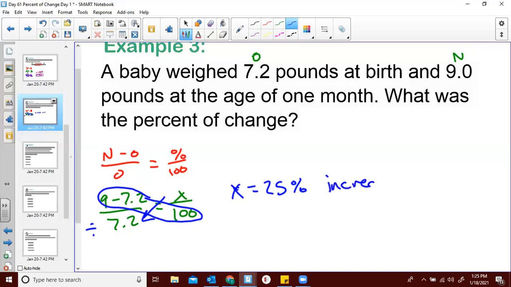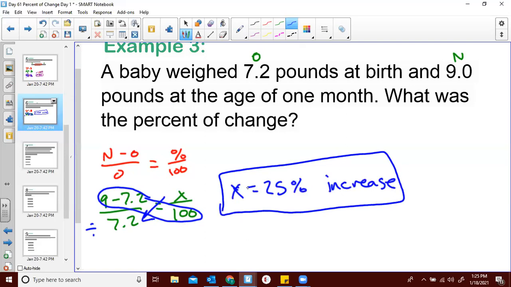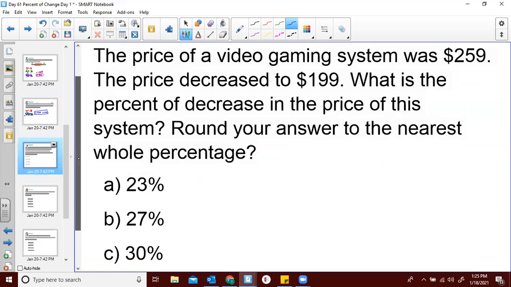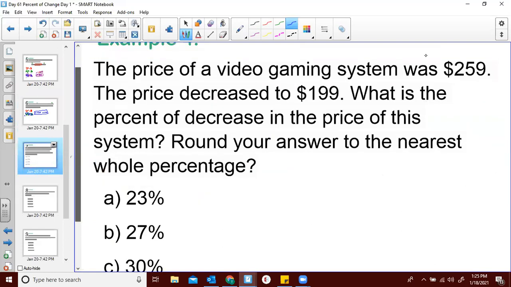increase because it is positive. I pointed out that when it was negative, that means it's a decrease, but you'll have questions that I'll ask. So it's a 25% increase because our initial answer was positive. All right, so the price of a video game system was $259.